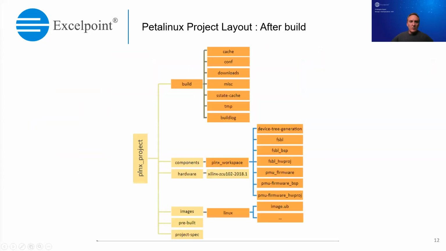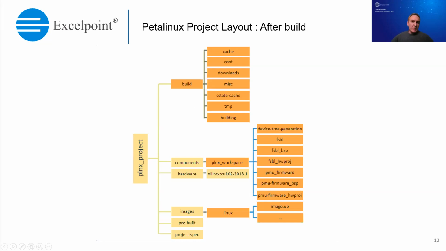And then finally, with the project created and you have the hardware added, the project can be built. Once the project's built, the directory changes again, and it's shown here. And here you can see that 3 more directories have been added. Images, which contain all the bootable images for the Linux subsystem. And if a BSP was used for the generation of the project, then it will populate a pre-build directory. And the rest, I think, is about the same.